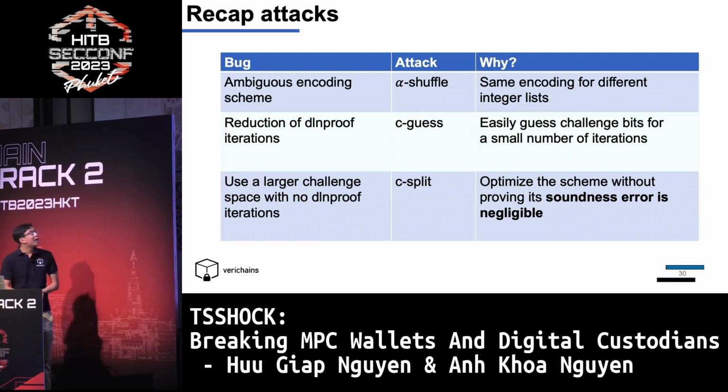So for the recap, we have 3 attacks: the alpha shuffle, the C guess, and the C split. The bug corresponding to the alpha shuffle is the ambiguous encoding scheme, because it has the same encoding for different integer lists. The C guess is the reduction of DLN proof iterations, which you can easily guess. You can just brute force that. For the C split, it uses a larger challenge space with no DLN proof iteration. This is because they optimized the scheme, but they did not prove that the soundness is still good. So they optimized, but they didn't prove that the security is the same. But in actuality, the security is worse.